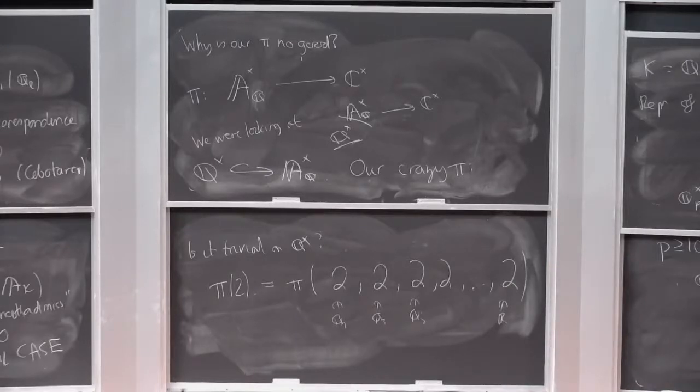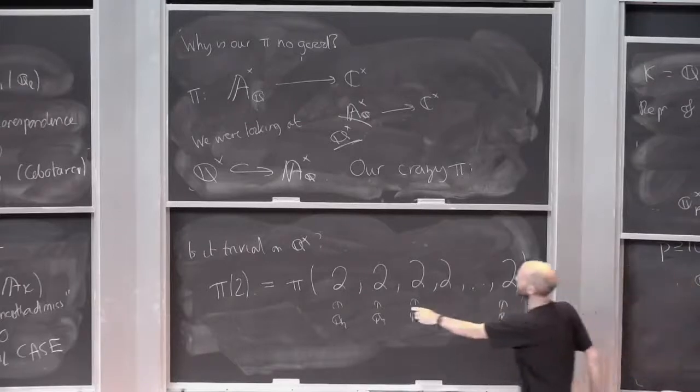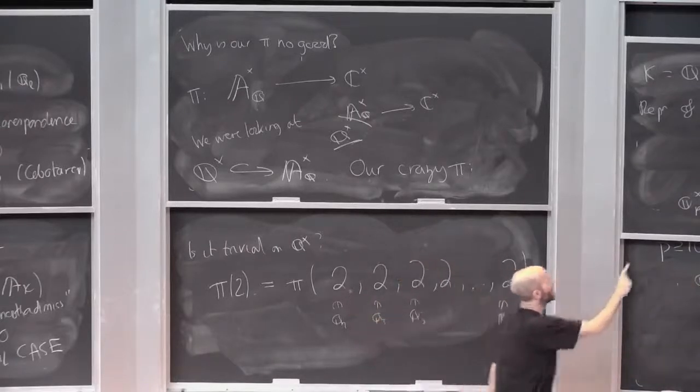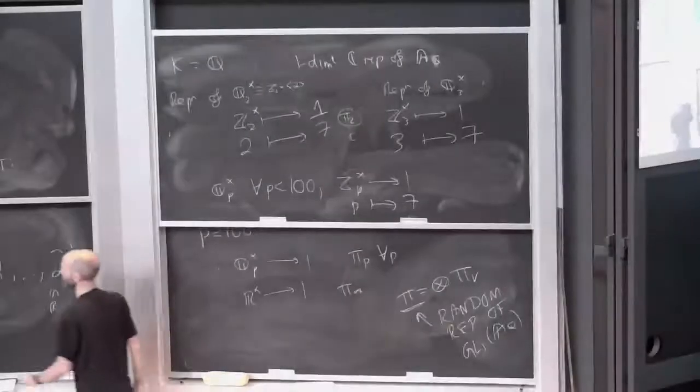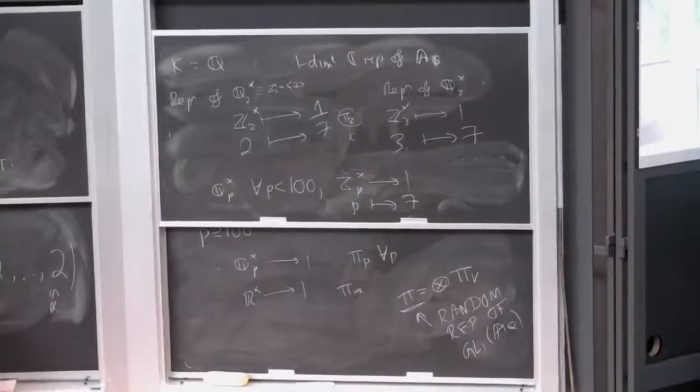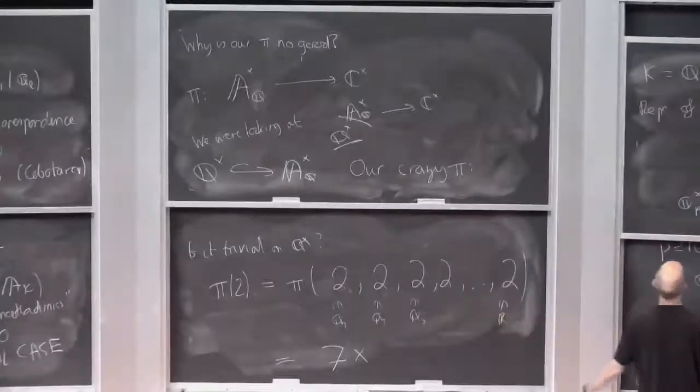Oh boy, it's not 1, right? Because for p equals 2, so this 2 here, Z2 star gets sent to 1, but 2 gets sent to 7. So this 2 here goes to my favourite number. So this equals 7 from this guy here, times, and now this guy here, where does that 2 in Q3 go?